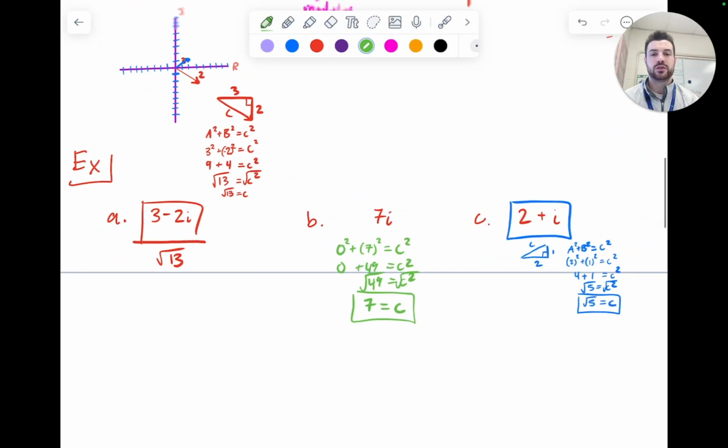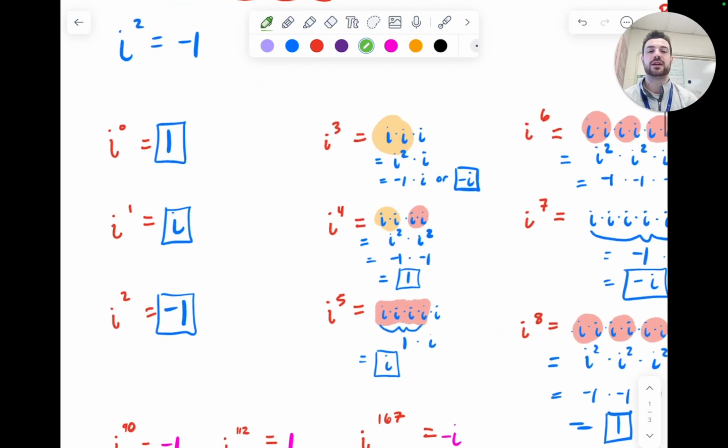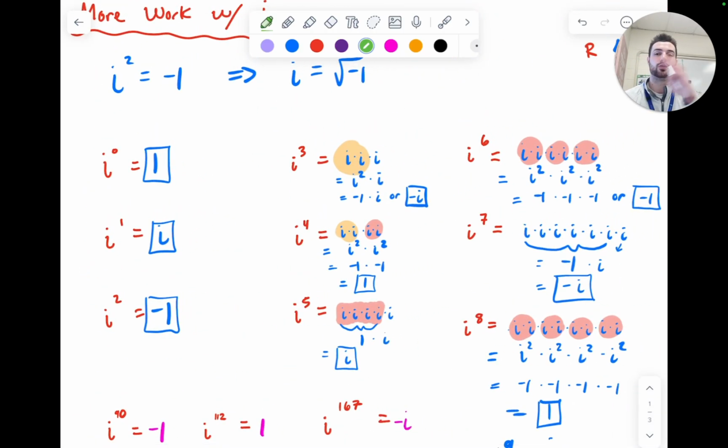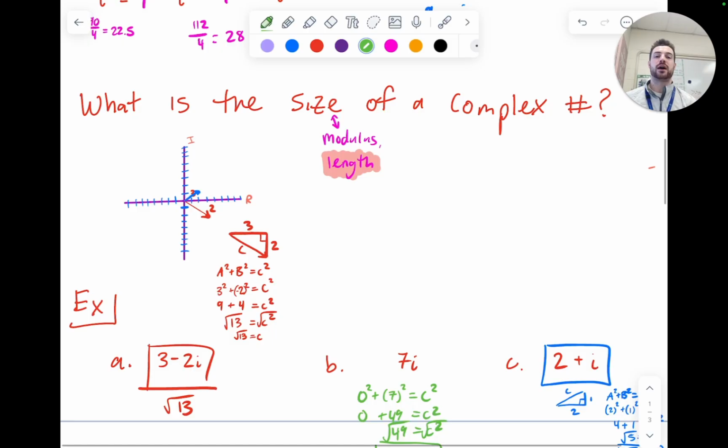Okay? So that is all we are going to be doing for the day. Again, we're just simplifying different powers of i, which rotate between 4 different ones. And then we work on the size, modulus, or length of complex numbers by plotting them on a coordinate plane, or a plane, excuse me, and using Pythagorean theorem to determine their length.